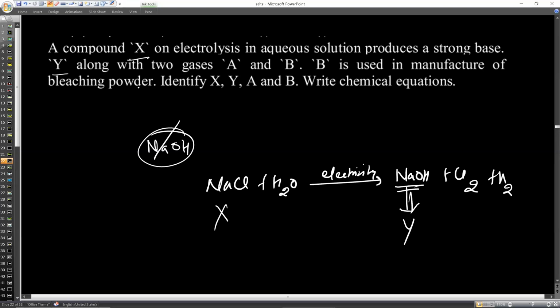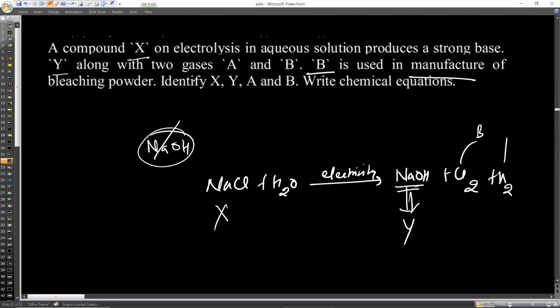So tell me, which gas is used for making bleaching powder? Which one is A and which one is B according to the question? Two gases, one is A, another is B. Sir, chlorine. Is chlorine A or B? Chlorine is B, because it is saying B is used for bleaching powder, so this is it. Okay. Understood? Yes, sir.